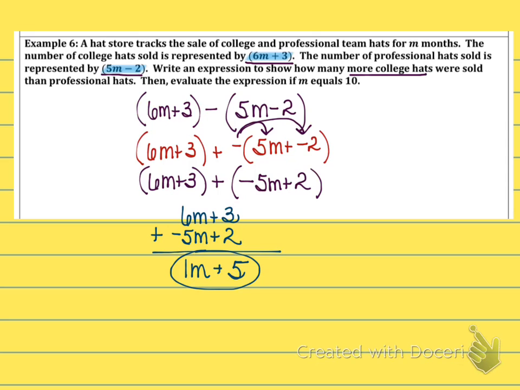And now what they're asking us to do is plug in M as 10. So into that expression, I'm going to plug in 10 for M. And that's going to give me a total of 15. So you're going to tell me 15 more college hats were sold.